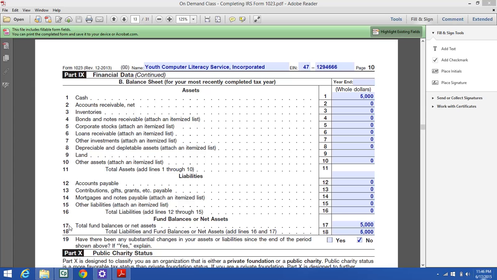So that's how you create a balance sheet. And once again, these are projections. The IRS does not expect this to be 100% accurate, but they just want to see if you can complete a balance sheet. Number 19, have there been any substantial changes in your assets or liabilities since the end of the period shown above? We'll just put no there.